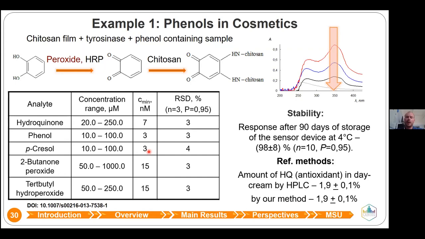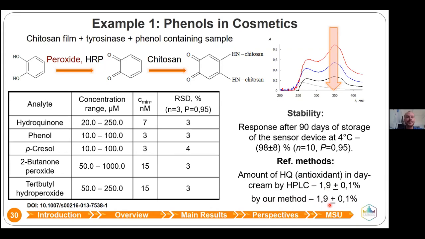By HPLC, it gives you 1.9 plus minus 0.1%, and by such a method based on a polymeric film with some reagent in it, it gives you in both cases the same result.